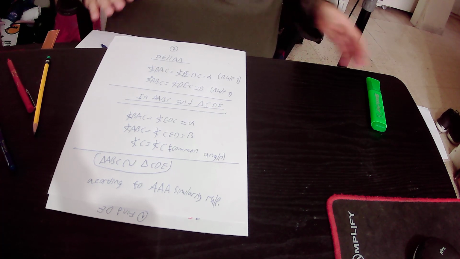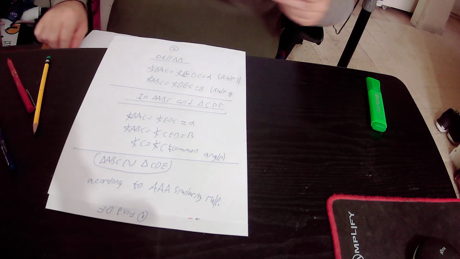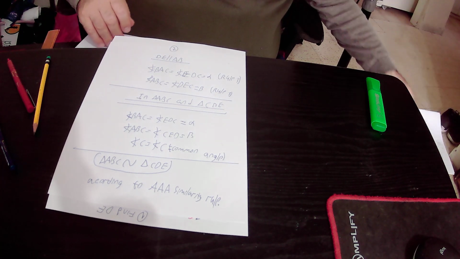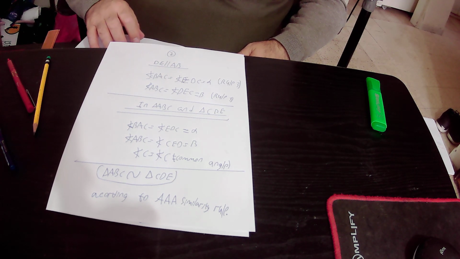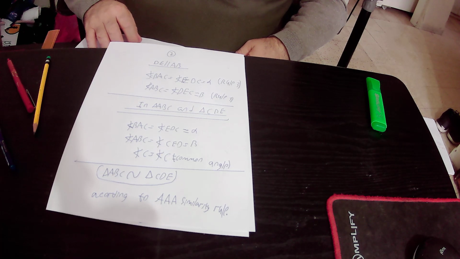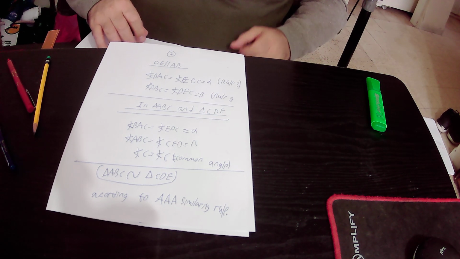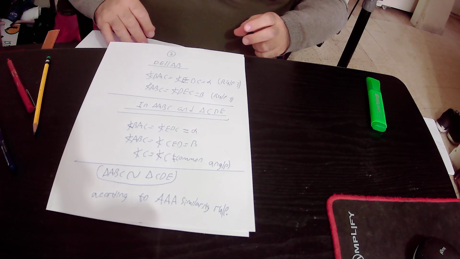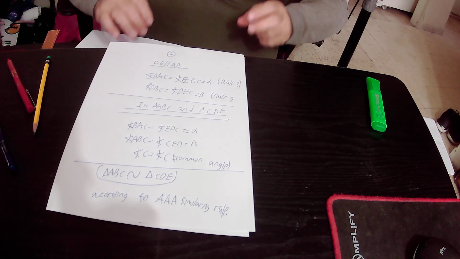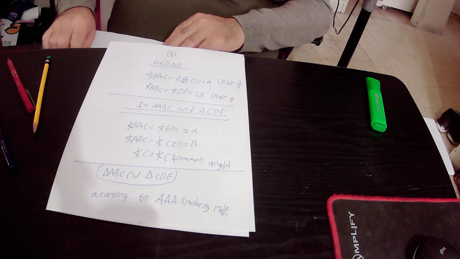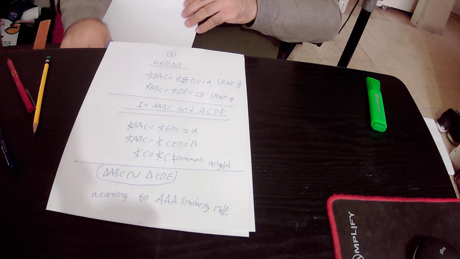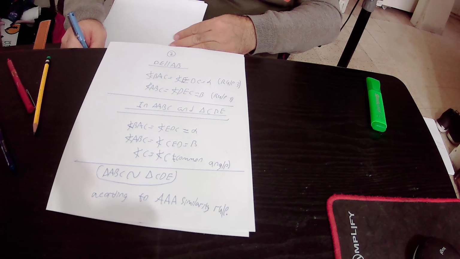So what is the angle similarity rule? The angle similarity rule states that if you prove that three angles of one triangle are correspondingly equal to three angles of another triangle, you actually proved that both those two triangles are similar to each other according to the angle similarity rule.